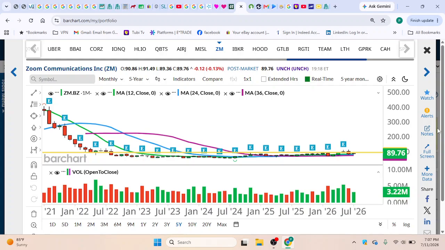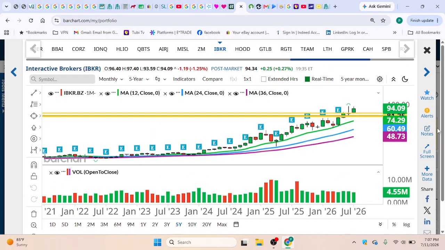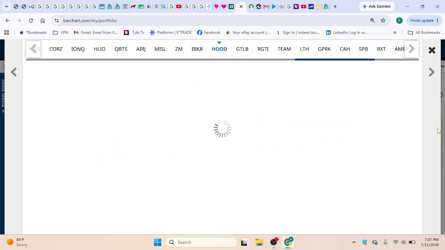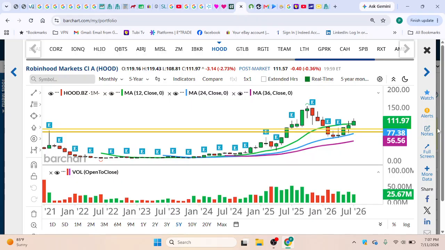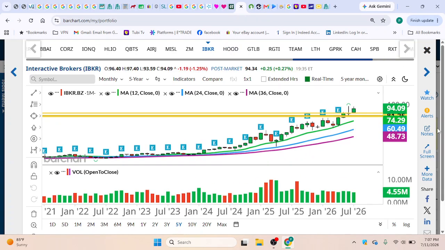So I do have a small position in Zoom at this time. Interactive Brokers looks really good, making new highs, along with Hood, same industry, making new highs. So those two I really like as far as online stockbrokers, Interactive Brokers and Hood.